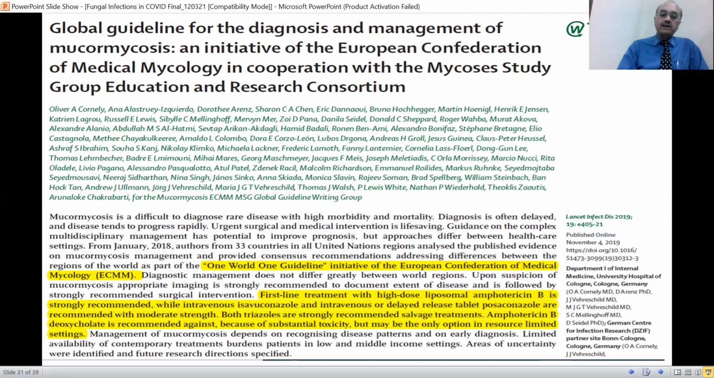But it is a very difficult and expensive drug. So in countries like India, amphotericin B deoxycholate may be the only option available to us because of the cost factors. So we have to monitor the renal functions when our patients are on amphotericin B deoxycholate.